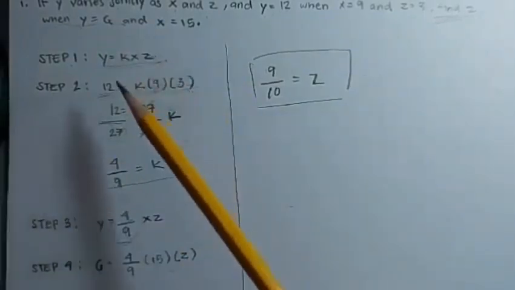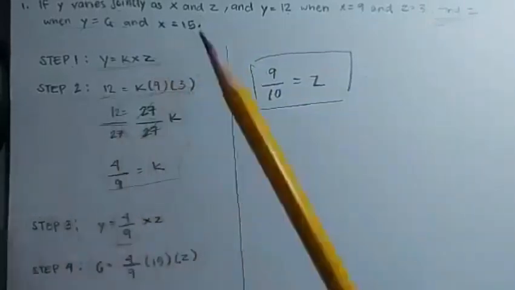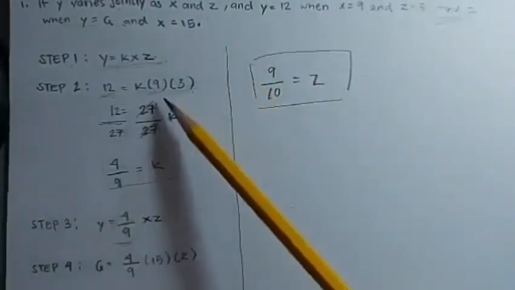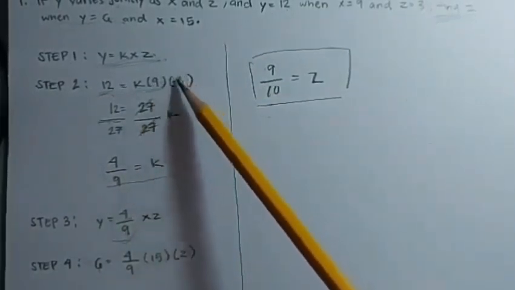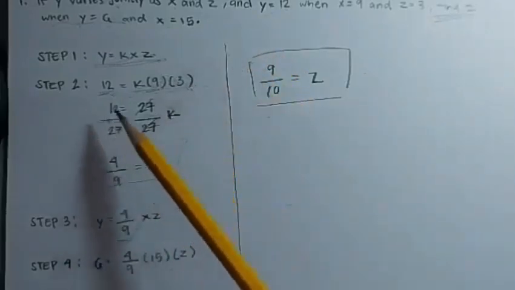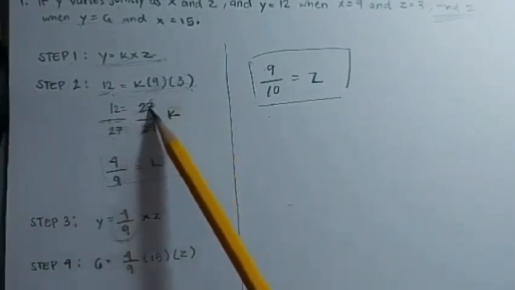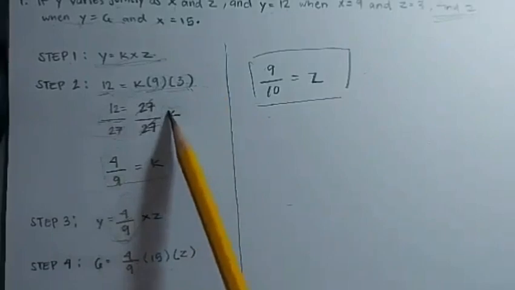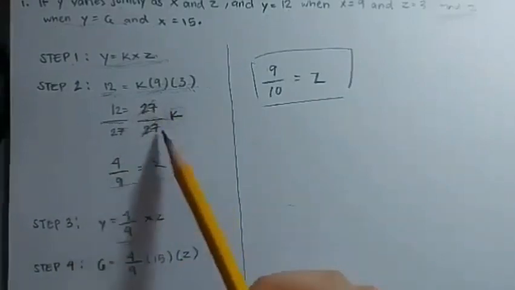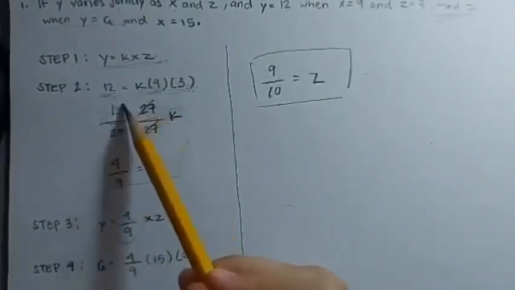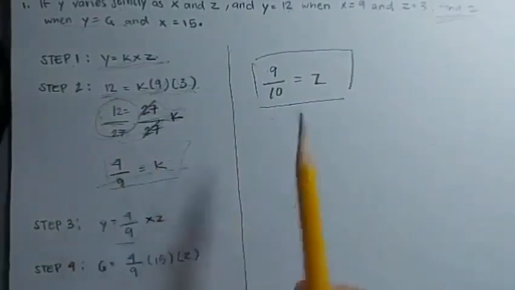Step 2. Use the information given in the problem to find the value of k. In this case, you need to find k when y is 12, x is 9, and z is 3. Now, you multiply this to get 27. Now, to get k, to isolate k, you need to divide both sides by the same number. So you cancel this 2 out and simplify this. So you get 4/9. That's our k.